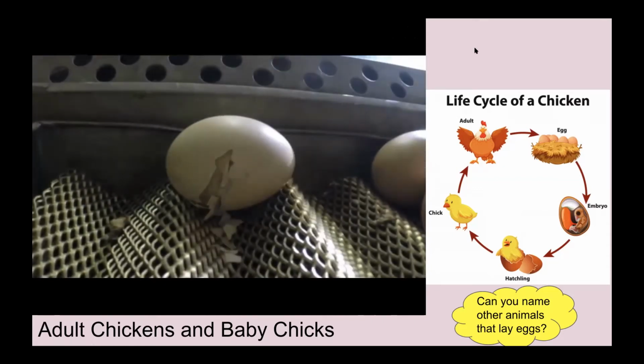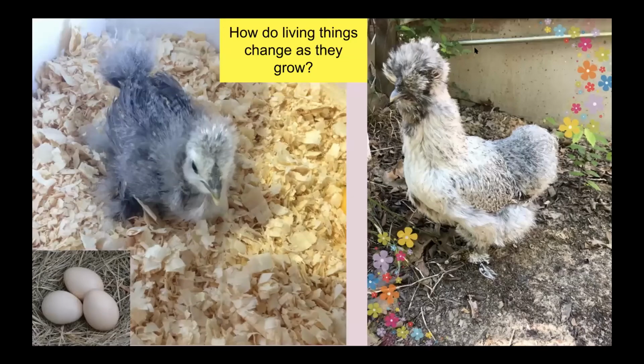In our next little video, or we have some pictures of Pepper the chicken, who you saw earlier. We have a picture of Pepper when she was a baby chick. And then we have some examples of some eggs. So Pepper did change as she grew up. And again, Pepper's an adult chicken now. So she could reproduce and have other offspring.